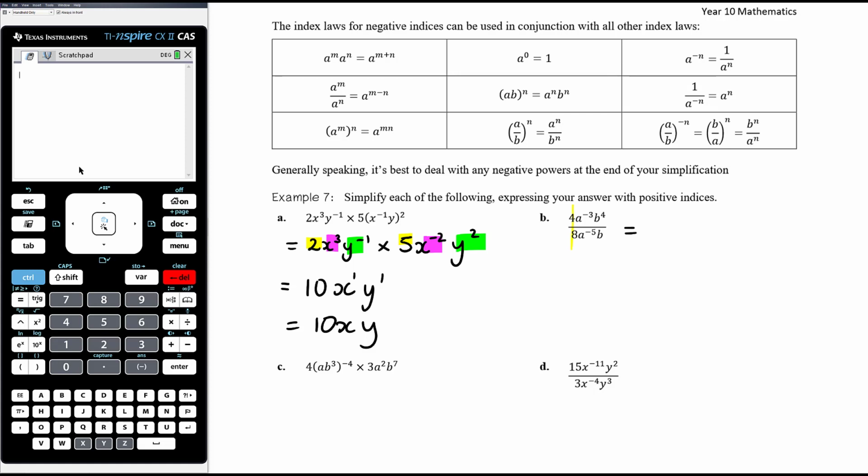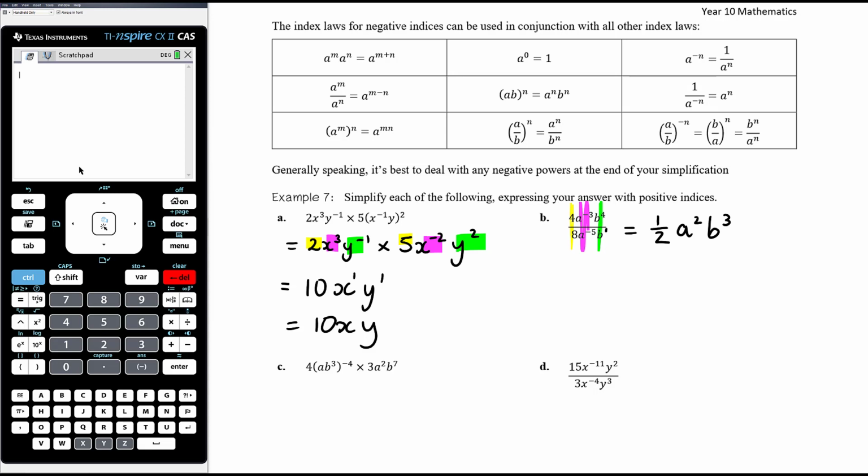So again, let's focus on dividing the numbers, dividing the a terms, and dividing the b terms. Okay, so 4 divided by 8 is 1/2. a to the power of negative 3 divided by a to the power of negative 5: when we're dividing with the same base, we subtract. Negative 3 minus negative 5 is negative 3 plus 5, which is positive 2. And then b to the 4 divided by b to the 1, subtracting those powers, is b cubed.